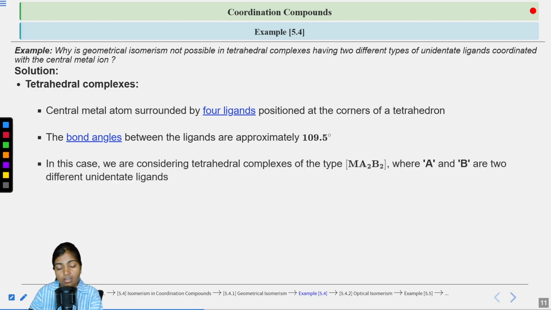Now in this case we are considering the tetrahedral complexes of type MA2B2. So we are considering the standard type MA2B2 where we have different types of unidentate ligand present. So here A and B are two different unidentate ligands.